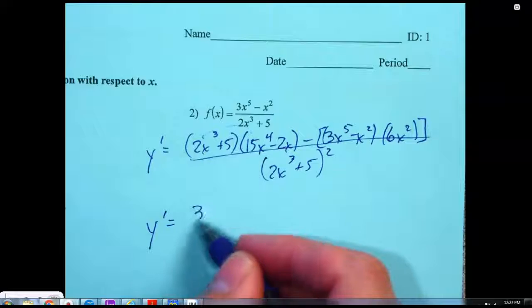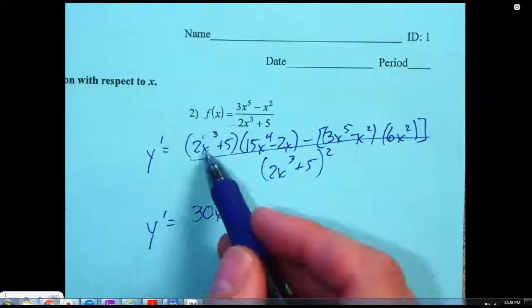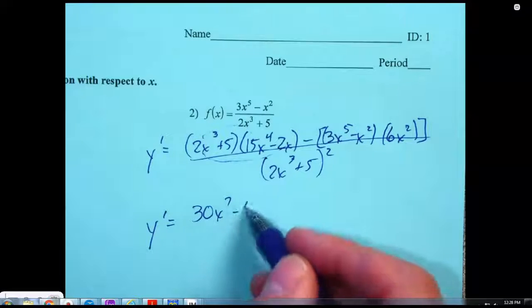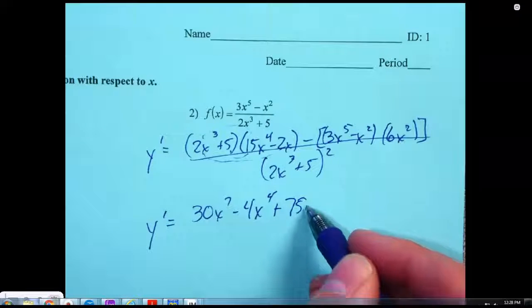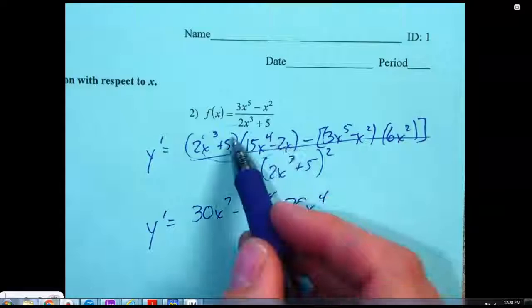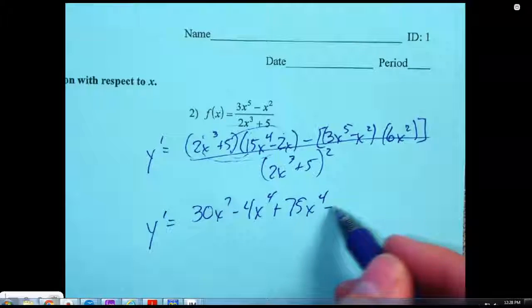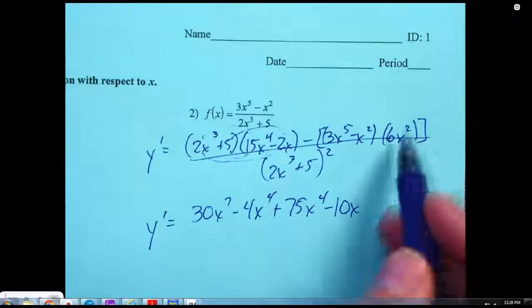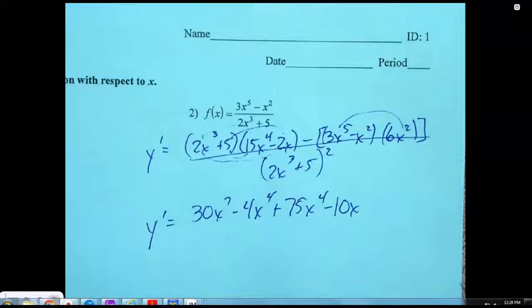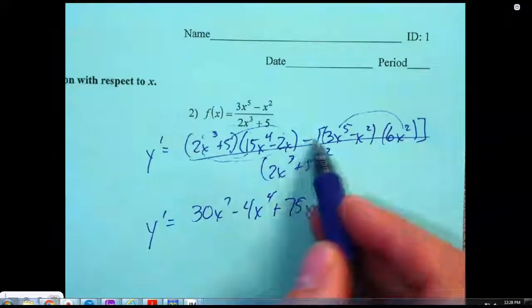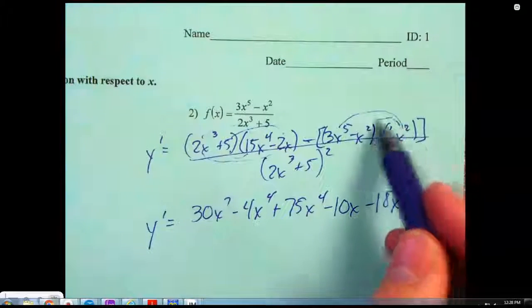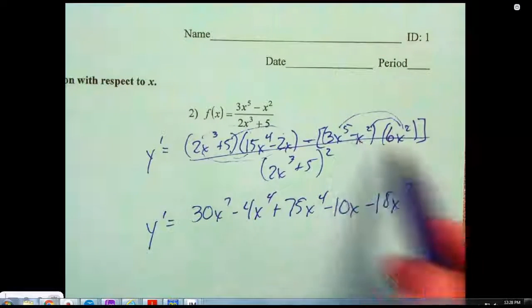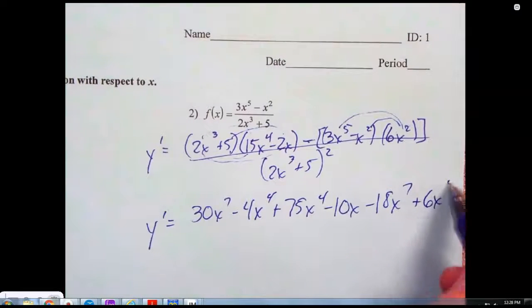so 30x to the 7th. Outsides will give me negative 4x to the 4th. The insides will give me 75x to the 4th. And then the last is negative 10x. And then 6x squared times 3x to the 5th is 18x to the 7th. And distribute that minus, so it's minus 18x to the 7th. This would be negative 6x to the 4th, but it'll end up being plus 6x to the 4th.